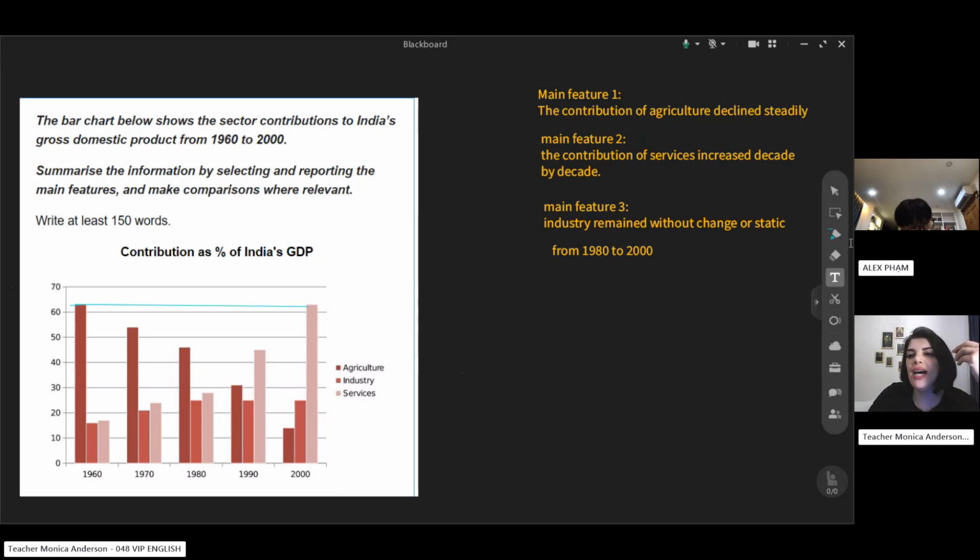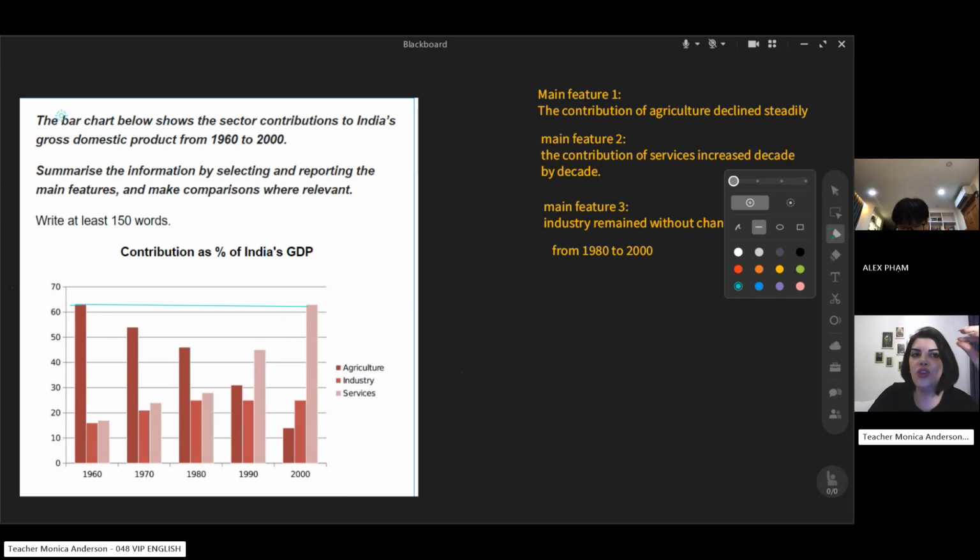Do you remember I told you that the first thing you need to do is read your question, your instruction, what you need to do: summarize and make comparison where relevant. So I can compare trends if relevant. And of course we have the graphic. So here, do you think there are any two trends that I can compare?